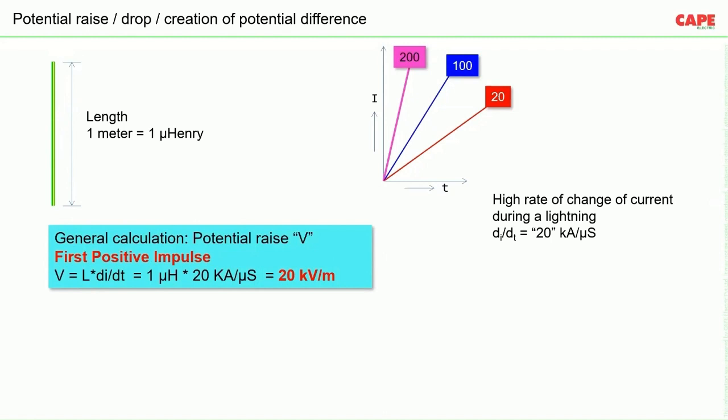di/dt is 20 kA per microsecond. So there will be a potential drop of 20 kV per meter in case of the first positive impulse, with a wire length of only 1 meter.